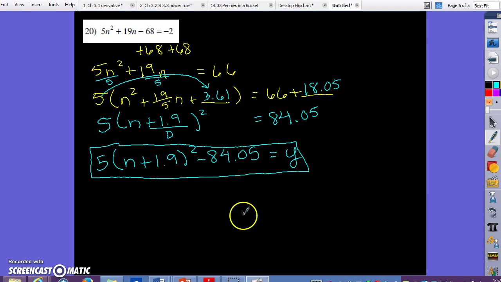Okay? So this is the vertex form completing the square. Now I've shown you twice now already how to solve the equation, so I'm not going to do that with this one. And I hope these are helpful for you if you are still struggling with this lesson.